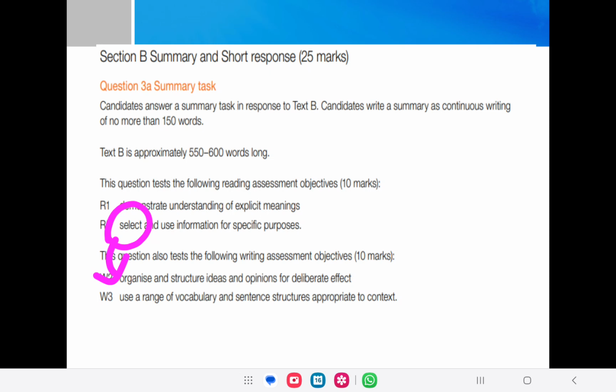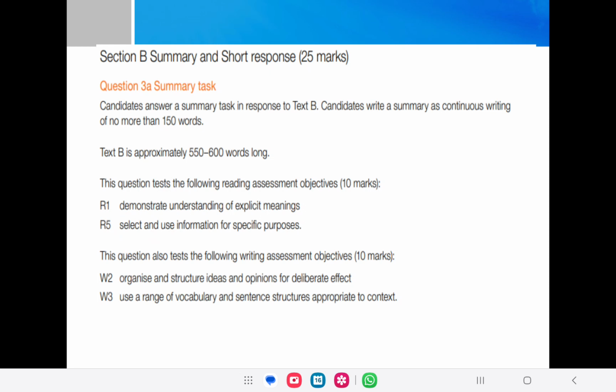And then W3, writing objective number 3: use a range of vocabulary and sentence structures appropriate to the text. So in summary writing tasks, the vocabulary is very important. Usually you are assessed on whether you are capable of using a wide range of vocabulary or not. So here, use a range of vocabulary and sentence structure. These are the 4 assessment objectives related to the summary question.